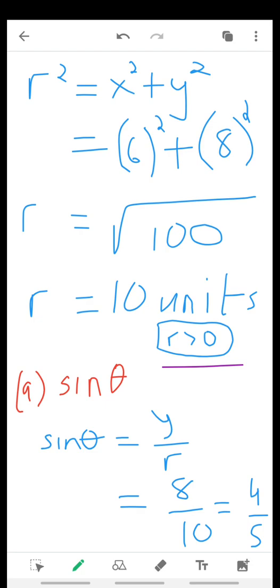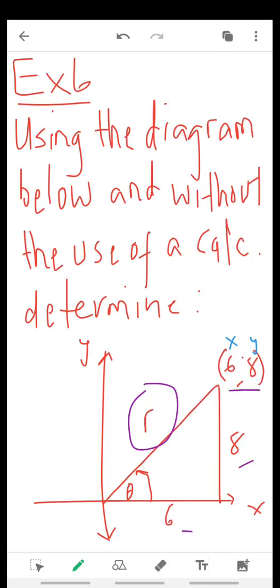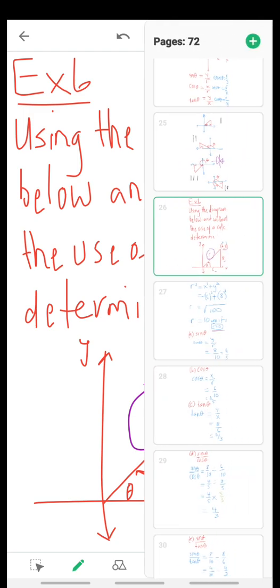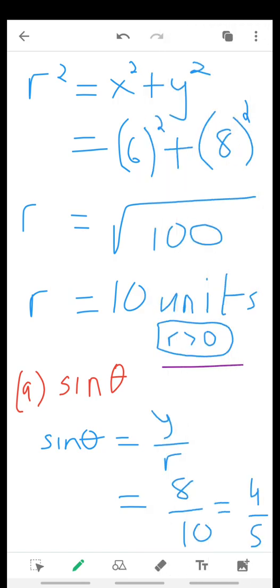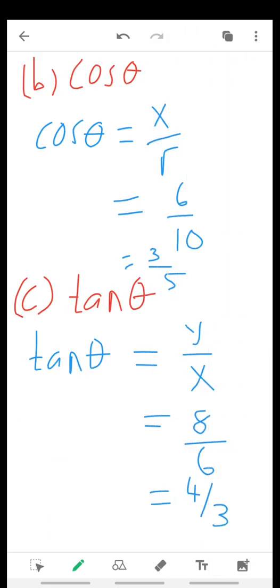A, find sin theta using this diagram. Remember, sin theta is opposite, which is 8, over hypotenuse, which is r, but we already know r is 10, therefore the answer is 8 over 10. When you simplify, it's 4 over 5. Then the second question is B, cos theta. What is cos theta? We said cos theta is x over r, so we just plug in our values. What was x? 6. What was r? 10. When you simplify further, it is 3 over 5.